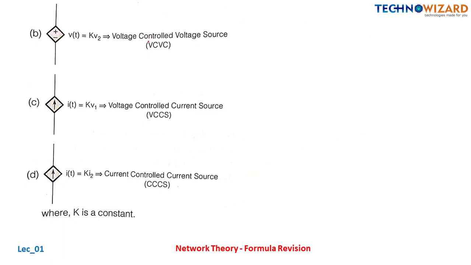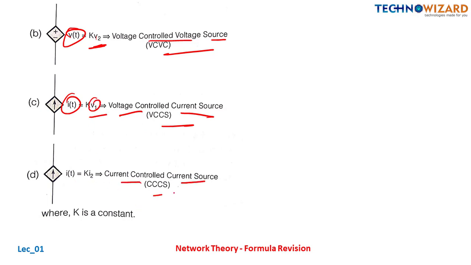Second one is the voltage controlled voltage source. Now this voltage is controlled by this V2 voltage. Now the voltage controlled current source, VCCS. This current is controlled by the voltage V1. Okay. Now last one is the current controlled current source, CCCS. Now this I of t is controlled by I2. Please remember the symbols of these. These are very, very important, and K is a constant here.